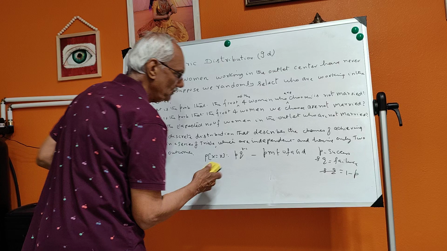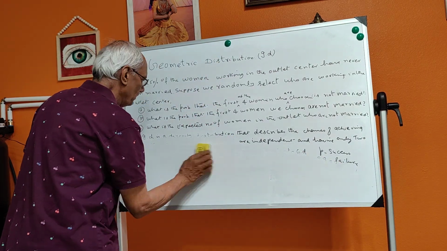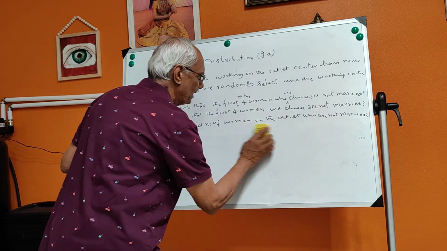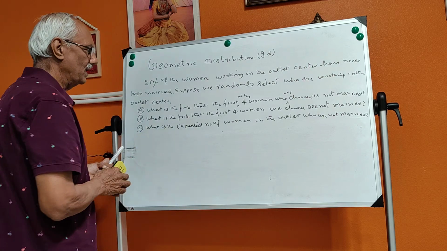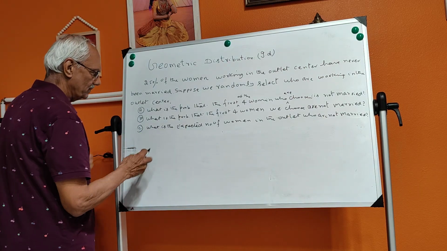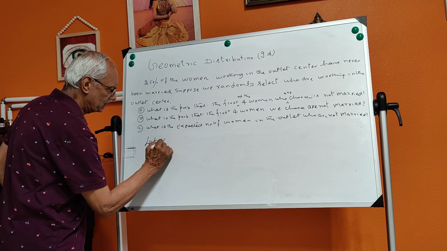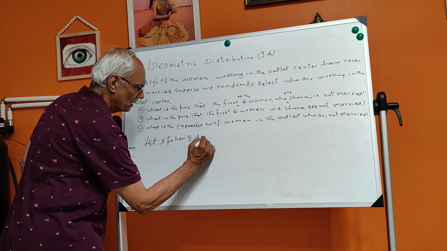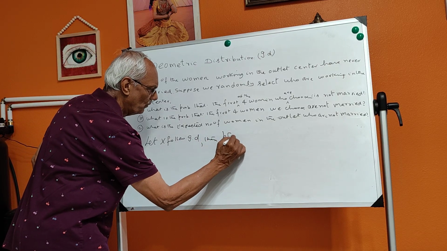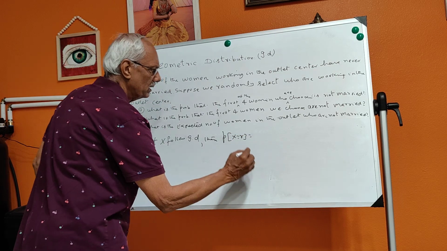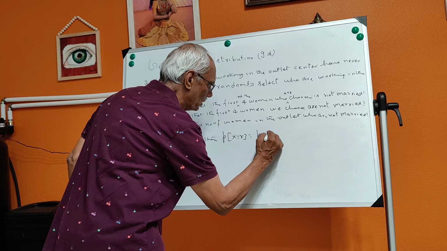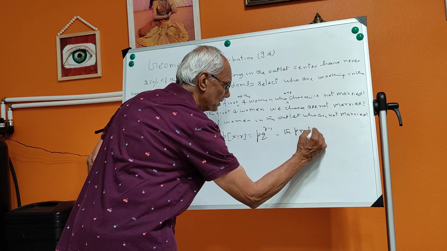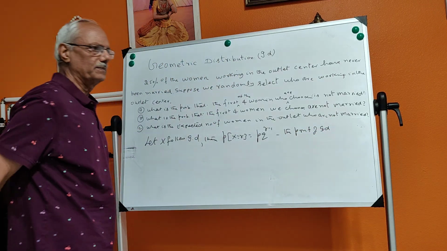Okay, now let me derive the expectation of the random variable x. Let x follow the geometric distribution, then P of X equal to r is equal to p into q to the power of r minus 1, the probability mass function of the geometric distribution.